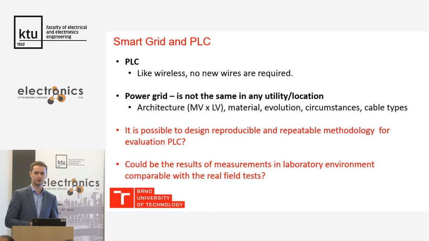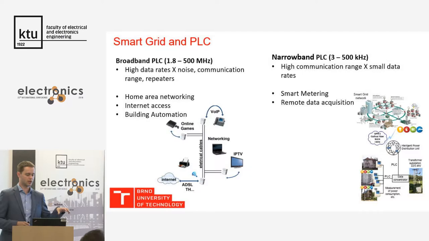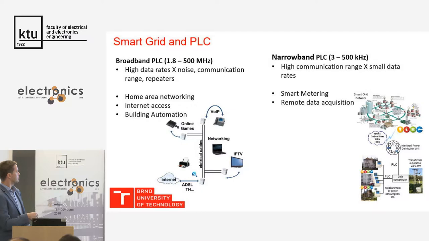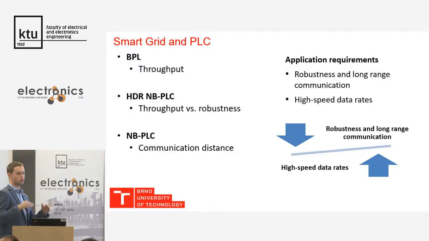Therefore, we are focusing on the broadband power line communication. That means they use the frequency band of megahertz. And the second type of communication according to the frequency range is narrowband. They communicate in kilohertz. We focus on broadband communication because they achieve high data rate, but there is a huge problem of noise, communication range, the influence of repeaters, and so on. From the application point of view, there are two contrary requirements. We want to achieve long distances, robustness of communication, and so on. And the contrary requirement is high-speed data rate. Especially for the broadband power line communication, there is a huge influence of the noise and distance on the throughput.